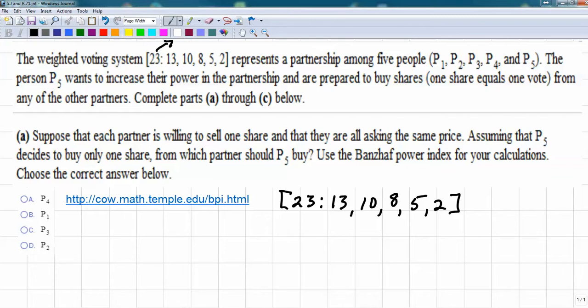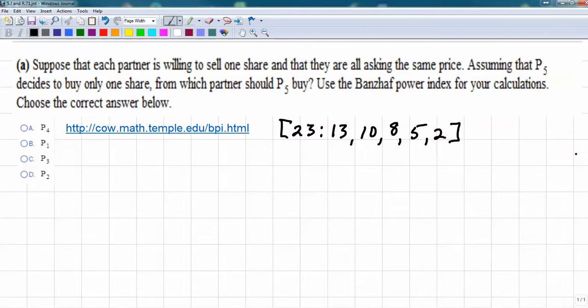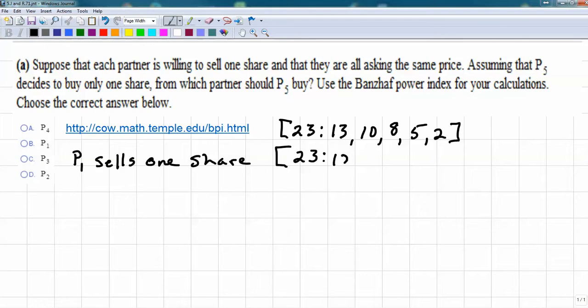Since there are 4 other partners in this group, I can end up with 4 alternative coalitions. So this is going to be the coalition when P sub 1 sells 1 share to P sub 5. And that's going to change the system from 23: the 13 will drop to 12, whereas the 10 will remain the same, the 8 will remain the same, and the 5 will remain the same. However, P sub 5's vote count will go from 2 to 3.